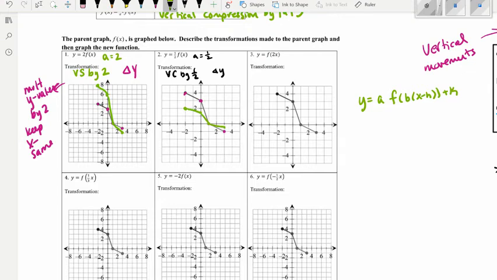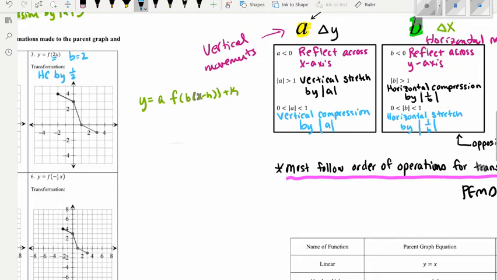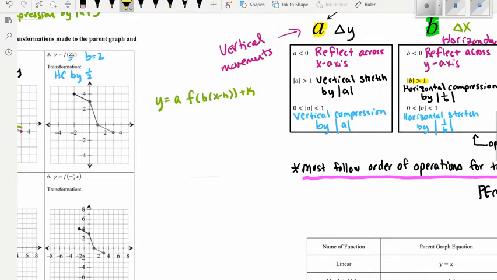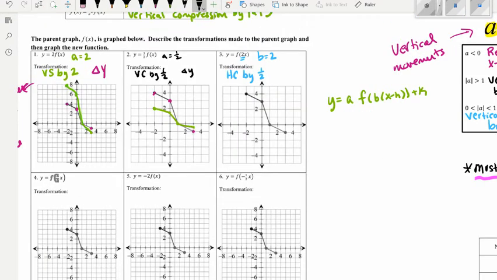So the next one, notice that 2 is attached to x, so that means I have a b value of 2. So remember, it's opposite thinking when you're looking at your b value. So that means this is going to be a horizontal compression by 1 over the absolute value of b, so by 1/2. So again, look over here. When our b value is greater than 1, horizontal compression by the absolute value of 1 over b. So for this problem here, we are going to be changing our x values.